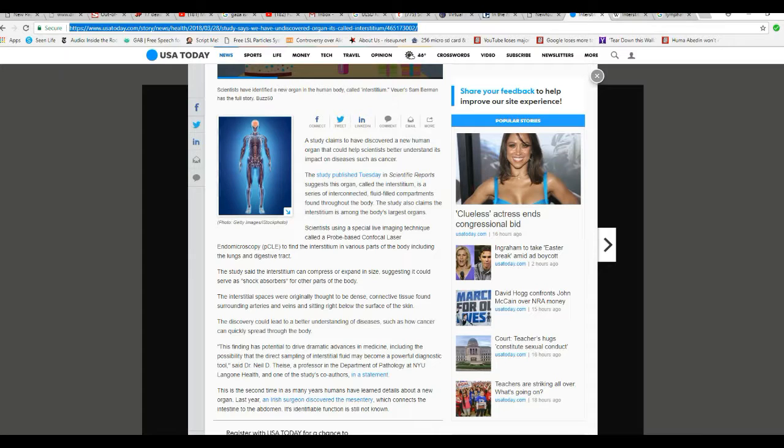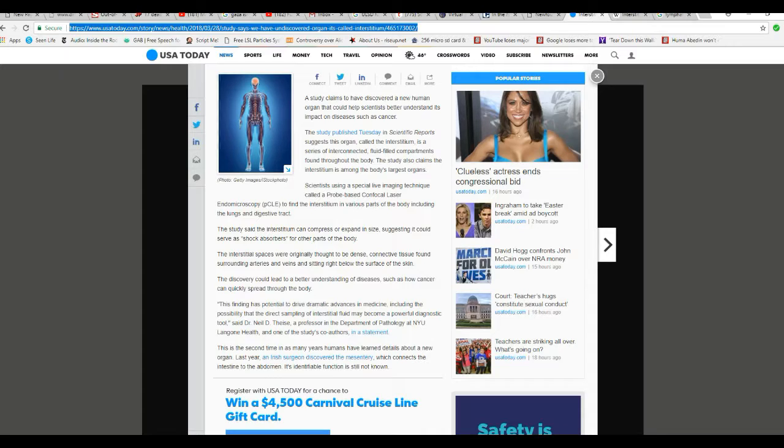They said the interstitium can compress or expand in size, suggesting it could serve as shock absorbers for other parts of the body. Interstitial spaces were originally thought to be dense connective tissue found surrounding arteries and veins and sitting right below the surface of the skin. The discovery could lead to a better understanding of diseases such as how cancer could quickly spread through the body.